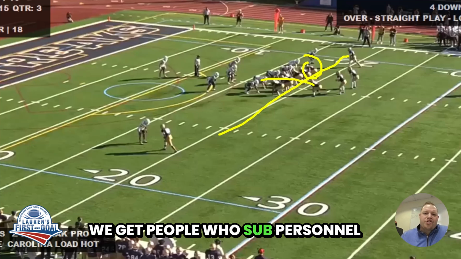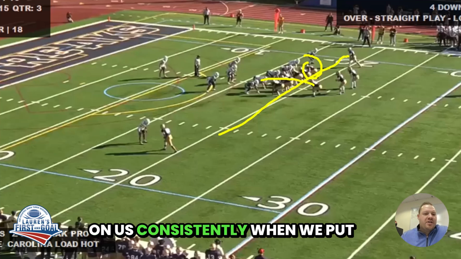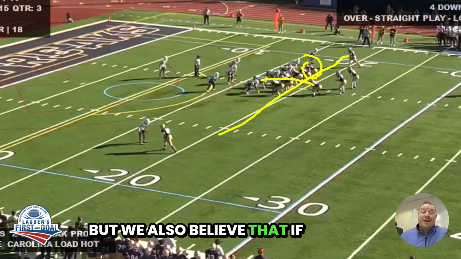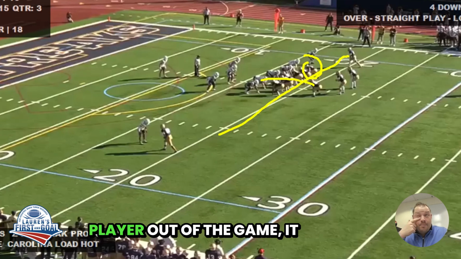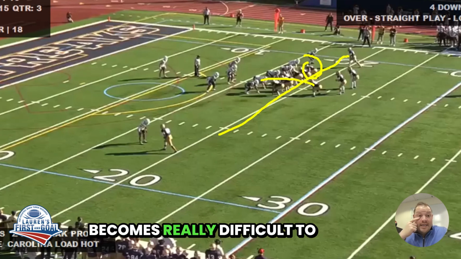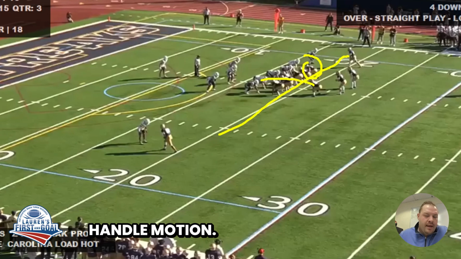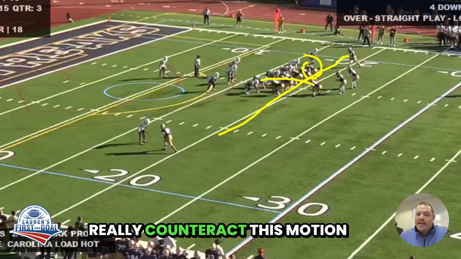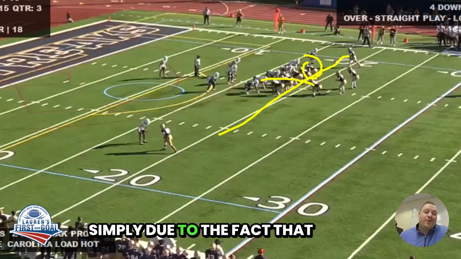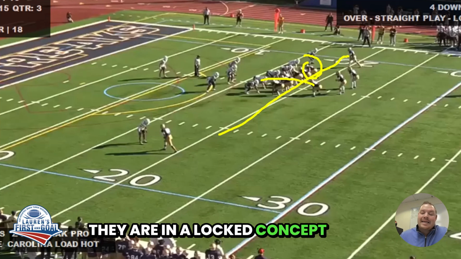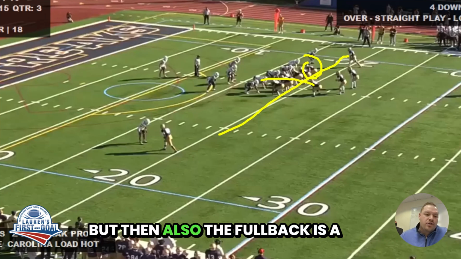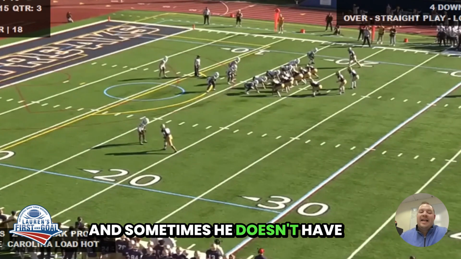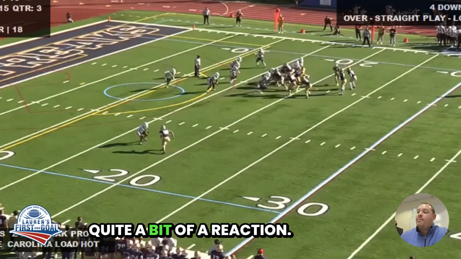We get people who sub personnels on us consistently when we put the 6 offensive linemen in the game. But we also believe that if you're going to sub a secondary player out of the game, it becomes really difficult to handle motion. And so that's number one that you're going to see, that they don't have the ability to really counteract this motion simply due to the fact that they're in a locked concept within the secondary. But then also the fullback is a weapon of misdirection, and sometimes he doesn't have to be in motion to create quite a bit of a reaction.